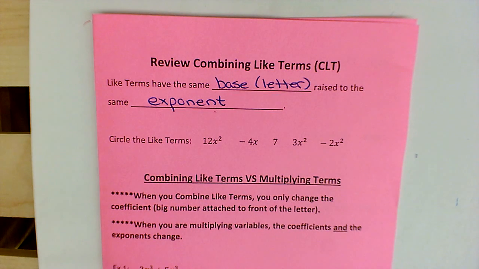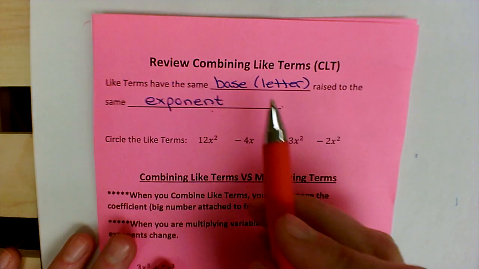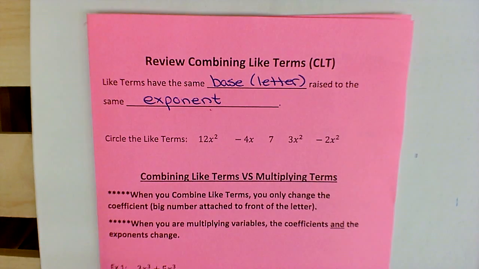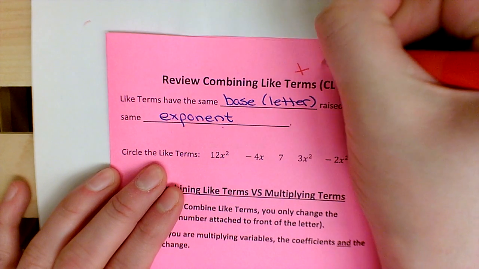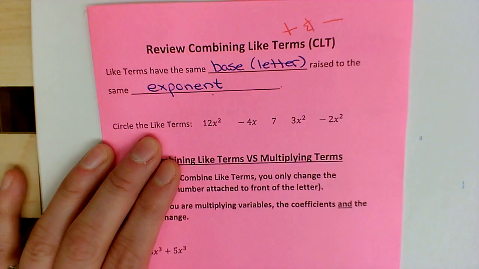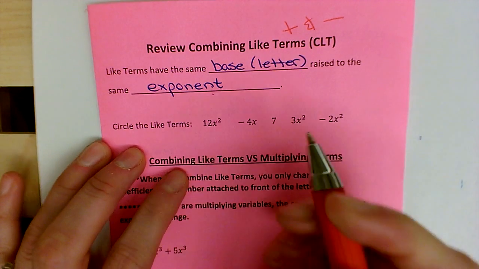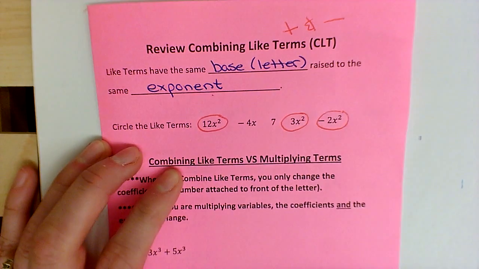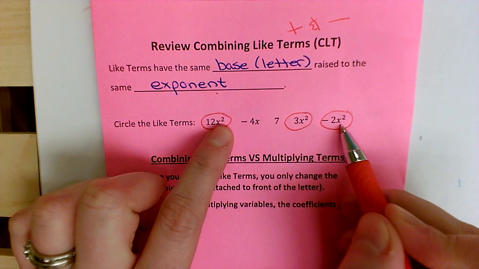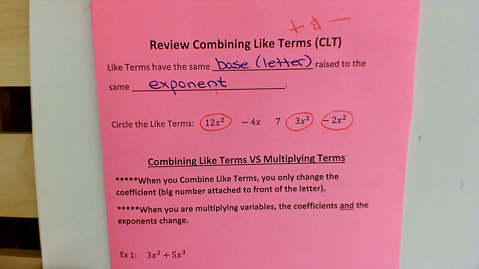Right. So now we're going to review combining like terms. Like terms have the same base raised to the same exponent. And the whole point of combining like terms is for adding and subtracting problems. So if you're looking right here, circle the like terms. I've got 12x squared, 3x squared, and negative 2x squared. All of those have x to the second power, so that's why they are like terms.